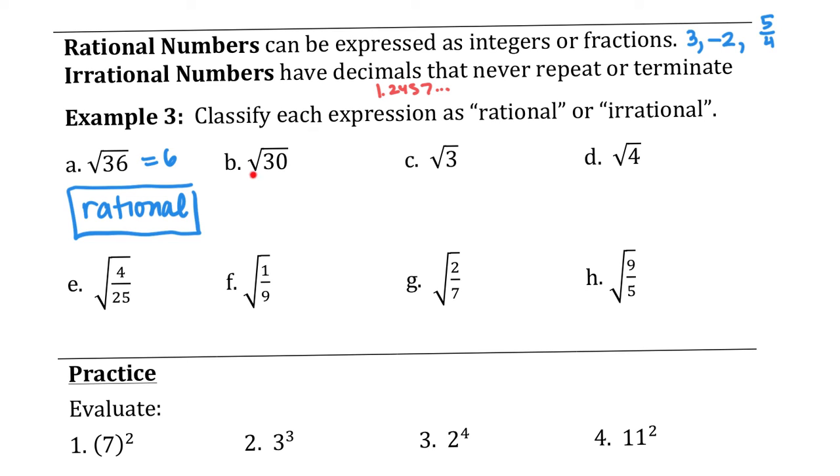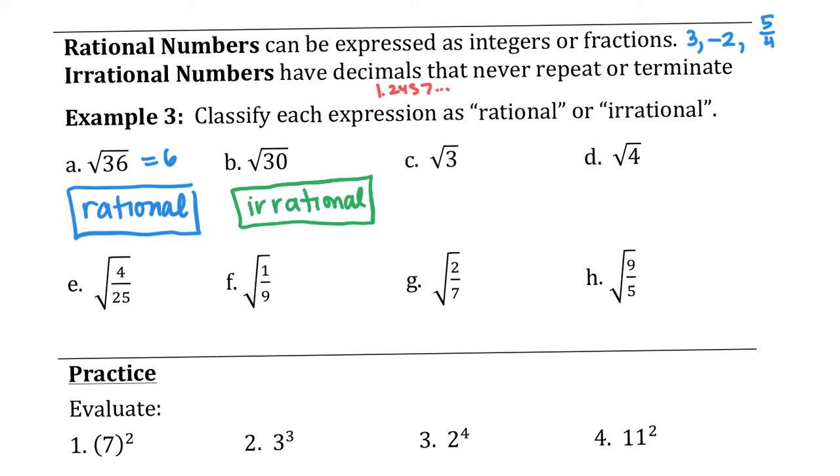Is it rational? The square root of 30, it's not 5 because 5 times 5 is 25. It's not 6 because 6 times 6 is 36. I don't know what it is. If I put it in my calculator, I actually get 5 point something, something, something, something. I have no idea. It's going to be a big mess of decimal. So this is going to be irrational.